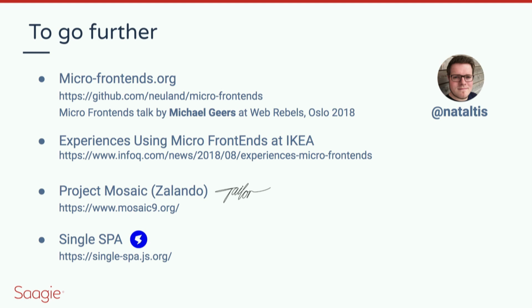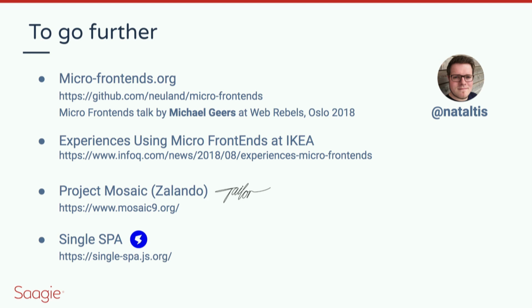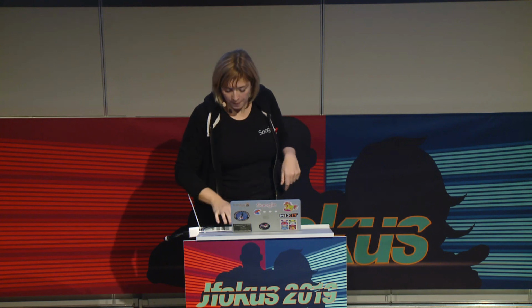Project Mosaic is a set of services and libraries for fragment aggregation, which has been open sourced by Zalando. Probably the best known project of this set of services is Tailor, that we talked about previously. And finally, you can also have a look at Single SPA, which is still another library to do this aggregation of single-page applications into one application.